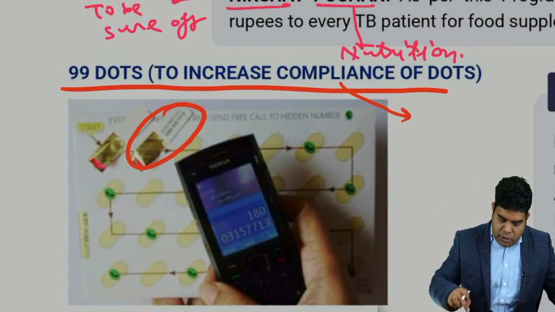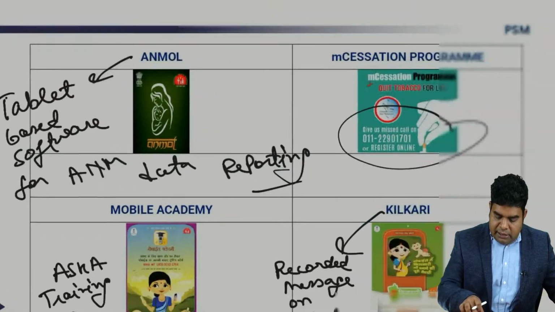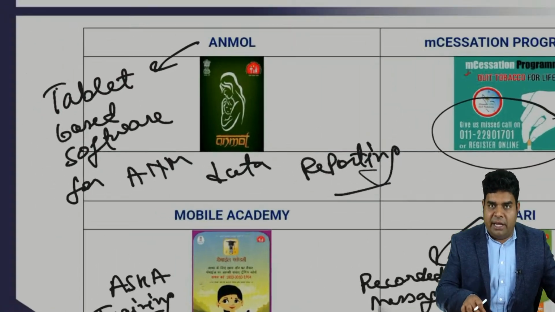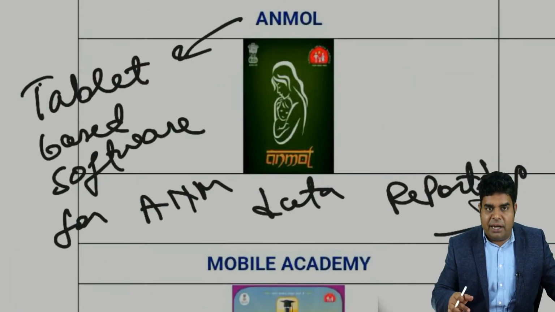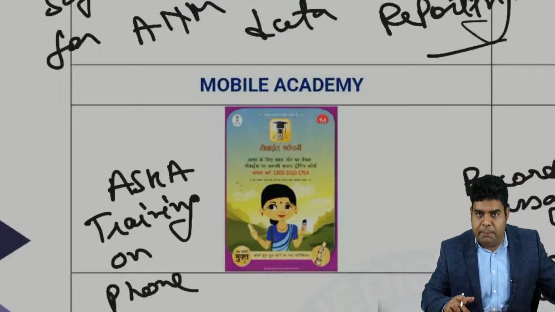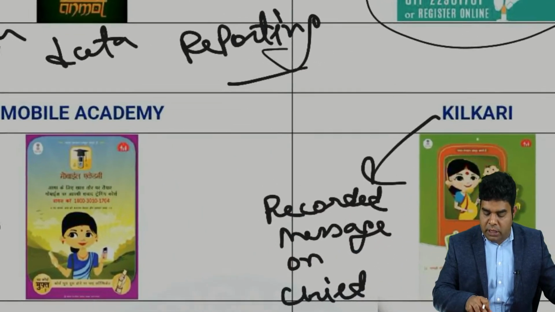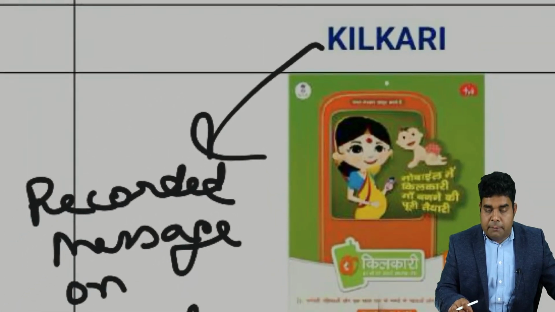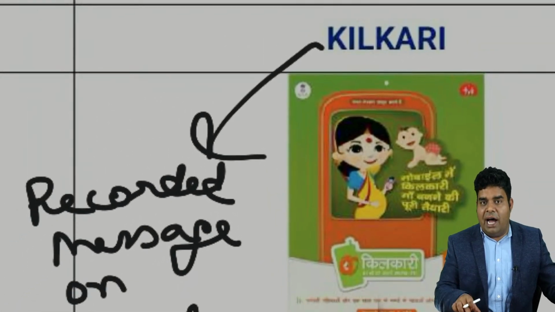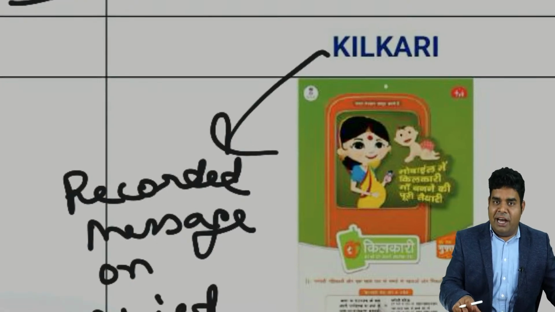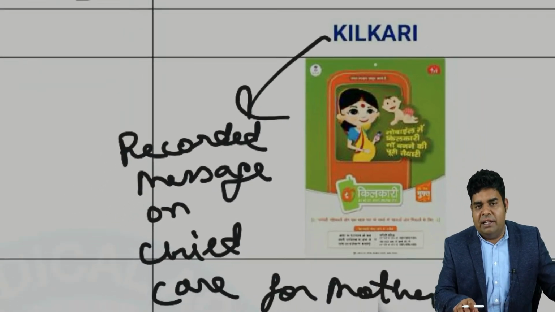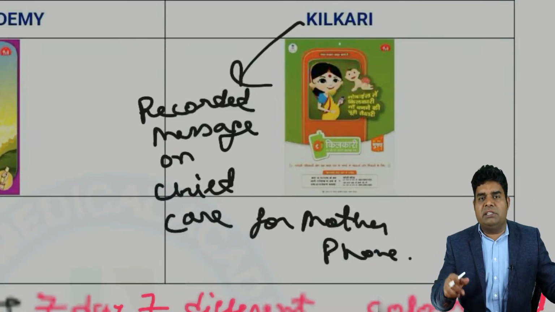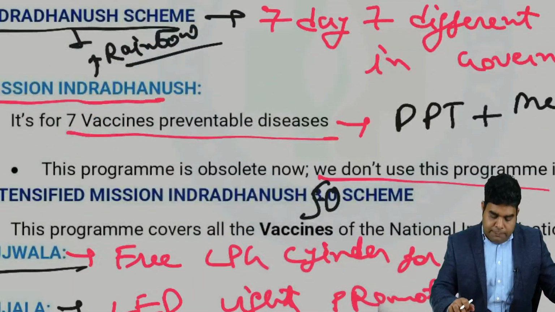Okay. Chalo. Now, there are 6 programs in which mother and child are there in the logo. If it is green color mother, green color child, that is Anmol, which we have discussed, for ANM reporting. If it is mother and child separately, playing and all, this is Kilkari, not Pichkari, Kilkari. Kilkari is the first child cry. These are recorded messages on child care, which are given on the mother's phone. Okay.